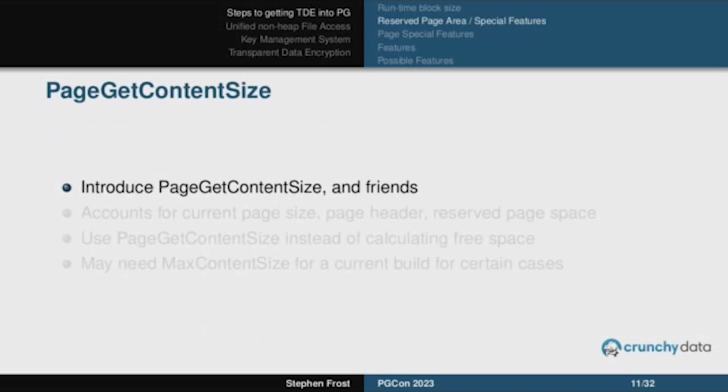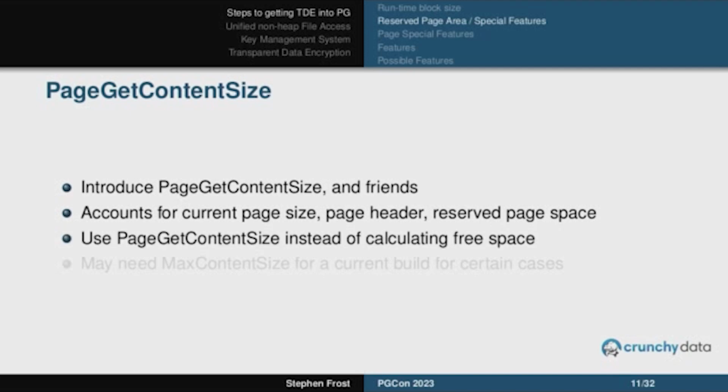So this introduces the idea of PageGetContentSize, right? So you have PageGetContents and then PageGetContentSize, so that users of this structure know how much room they actually have to work with on a given page, right? And that getContentSize will account for the page header, whatever the current page size, and then also account for the reserved page space. And then, yeah, for certain things, we may also need like a max possible content size, right? That's something else that we're talking about as possibly needing.